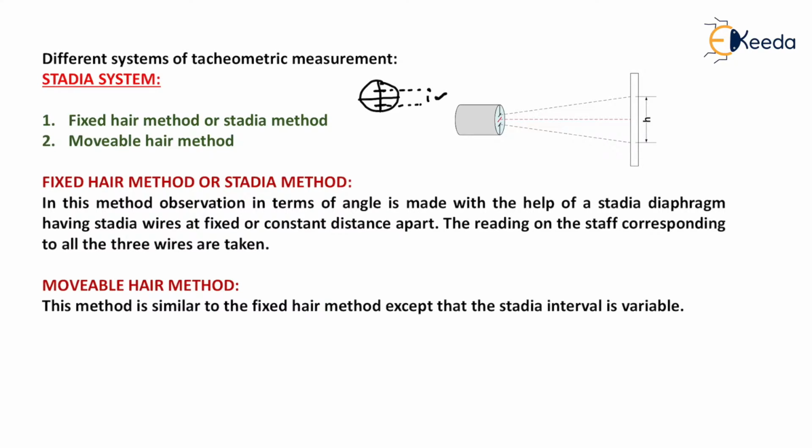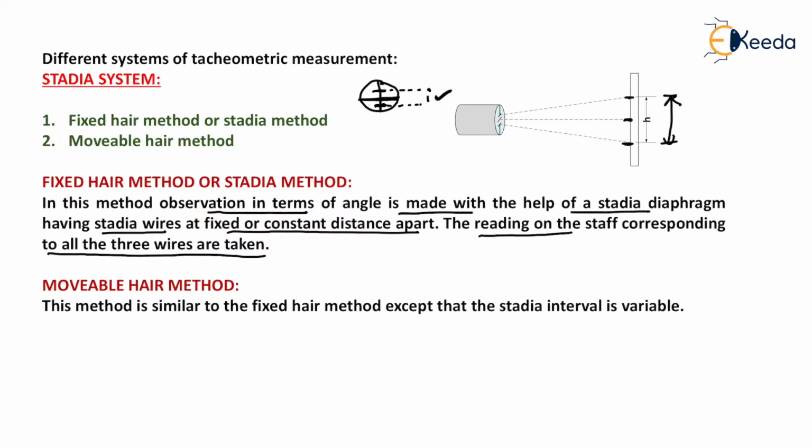In the fixed hair method, observation in terms of angle is made with the help of a stadia diaphragm having stadia wires at a fixed or constant distance apart. It means that the stadia interval is constant in the fixed hair method. The readings on the staff corresponding to all three wires are taken. With the help of these three wires, the upper stadia, the lower stadia and the central crosshair, we can determine three readings on the staff, and from these three readings we can determine the value of the staff intercept, that is this value.